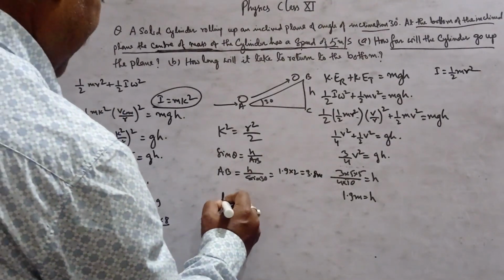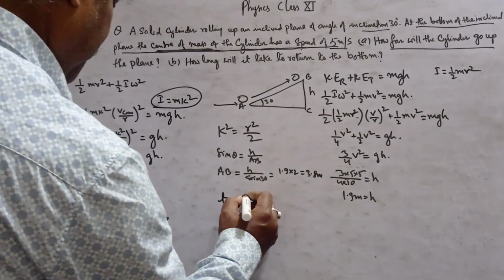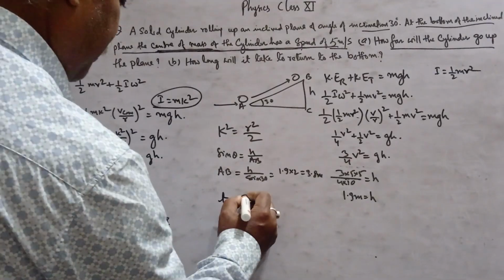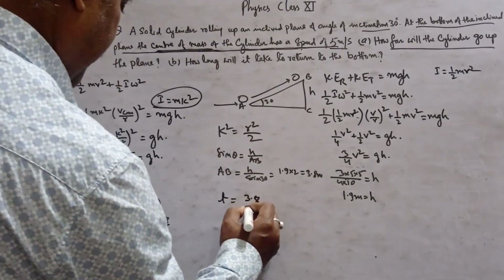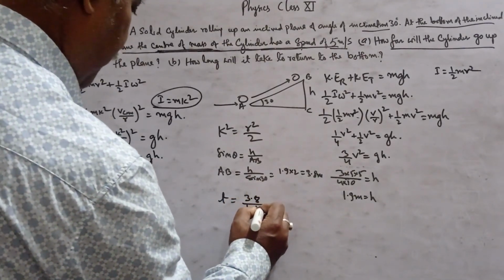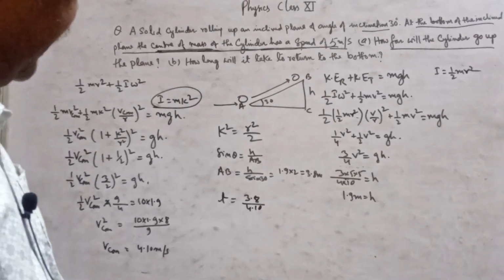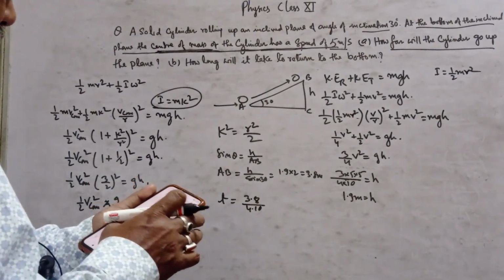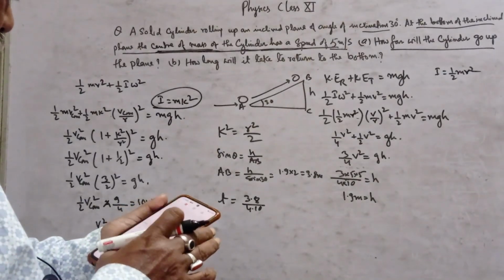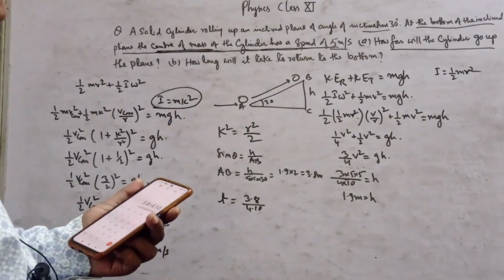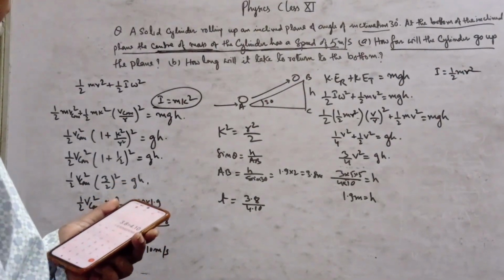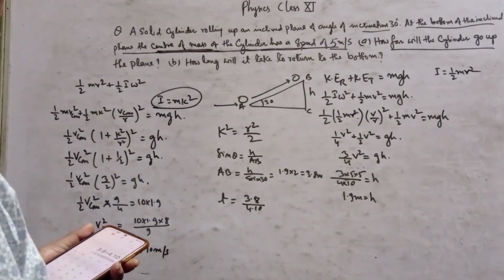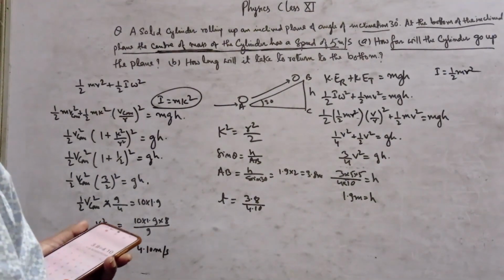So your time taken will be how much? Distance, that is AB 3.8, velocity is 4.10. So if we calculate it, 3.8 divided by 4.10, it comes out to be, where is the AB? There is a silly mistake.